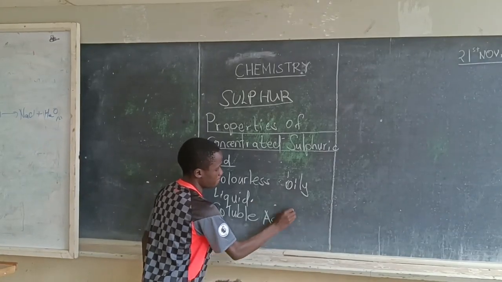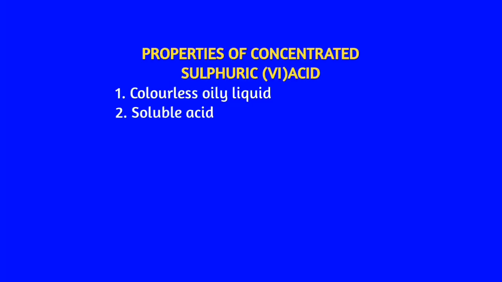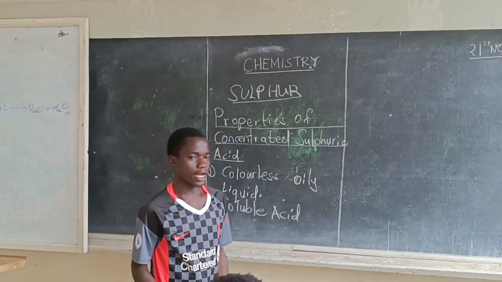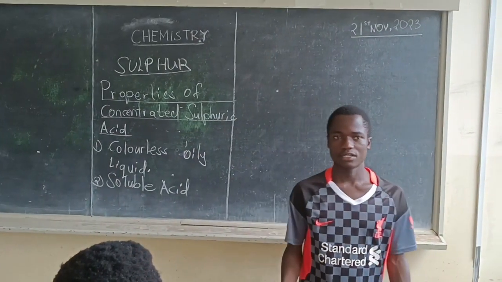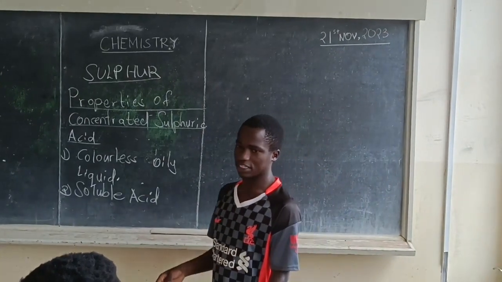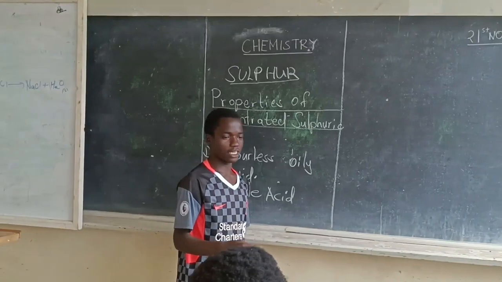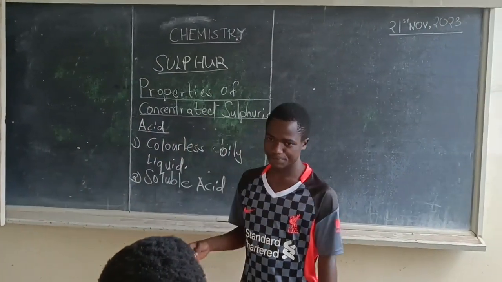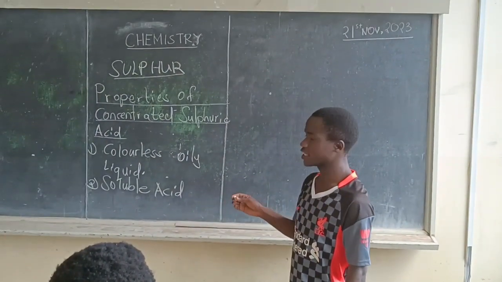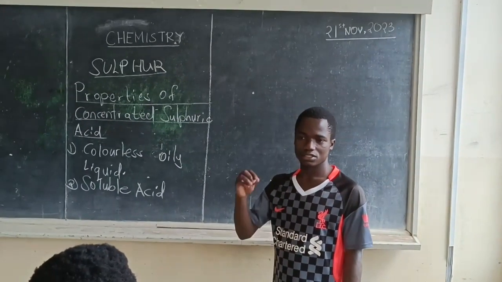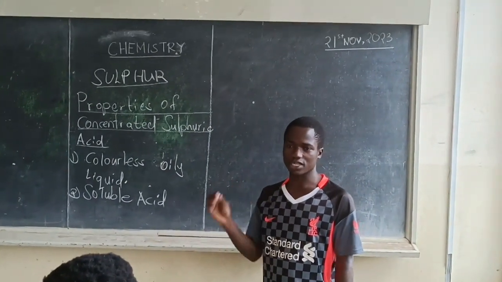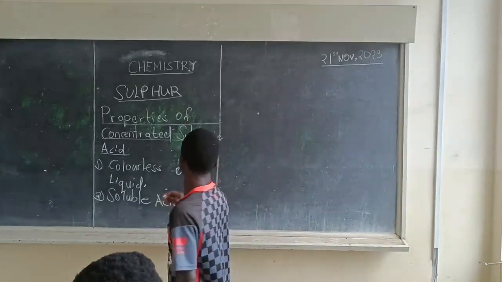And the second property, number 2, is that sulfuric acid is a soluble acid. When you add it to water, it dissolves completely. Remember, when you're diluting an acid, you add the acid to water. You don't add water to acid.